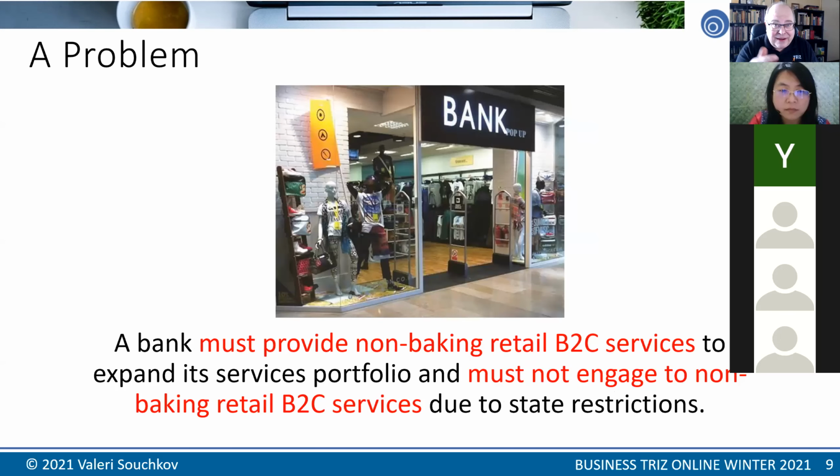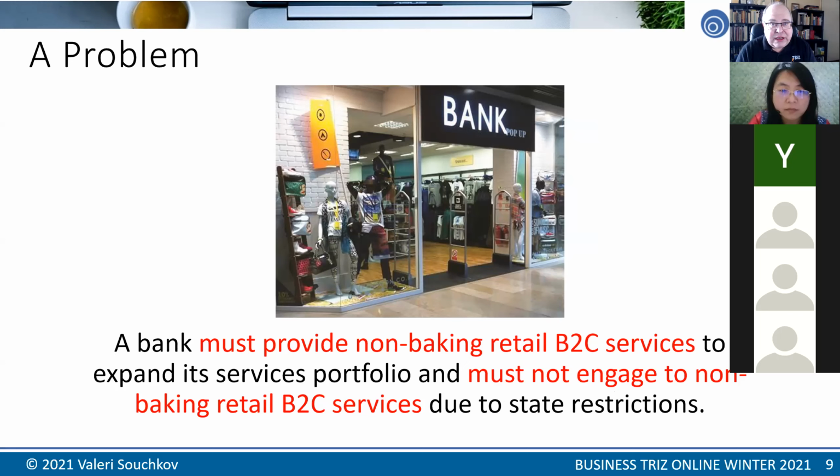Another problem, I recalled it yesterday when we discussed a situation in the presentation by Denis Petrov about Kazakhstan. A very similar story happened here, when the banks wanted to expand their portfolio by retail, non-banking retail. But according to the regulations, they were not allowed to do this.